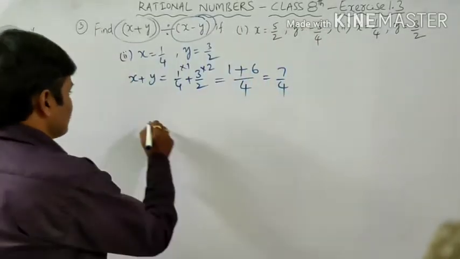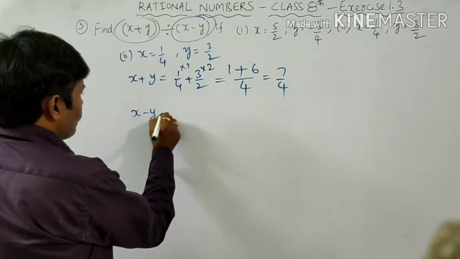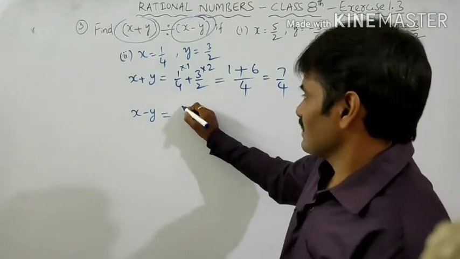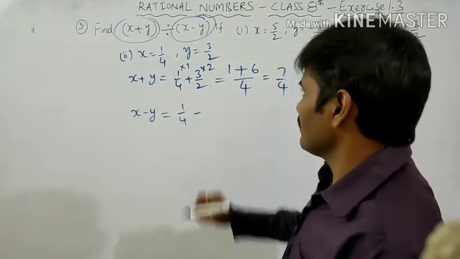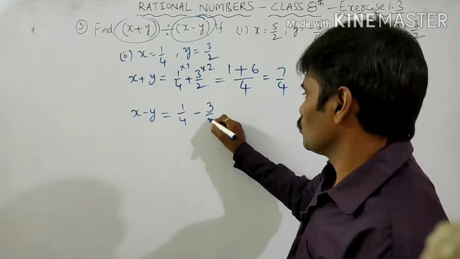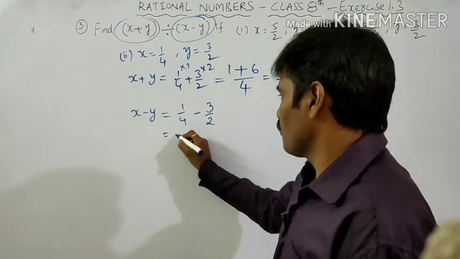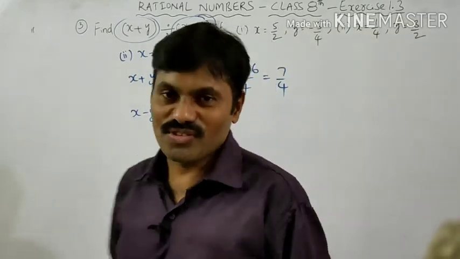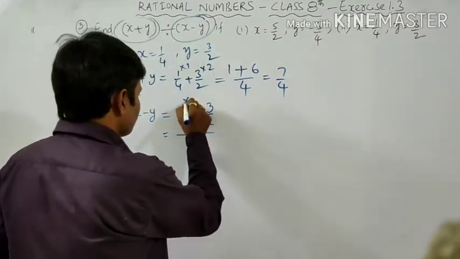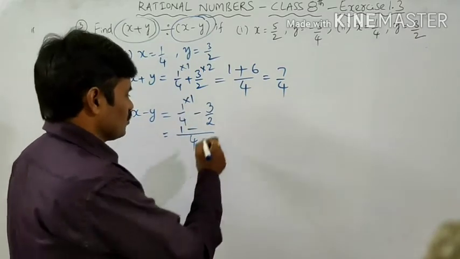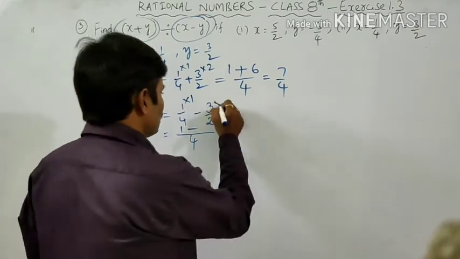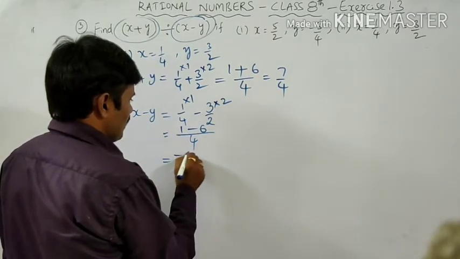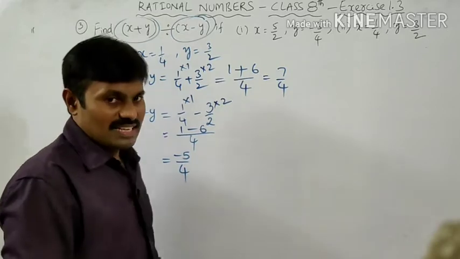Now we have to find the value of x minus y. Here what is x? 1 by 4 minus what is y? 3 by 2. Now what is the LCM of 4 comma 2? Again same story. So 4 divides 4 one time, so 1 into 1, minus 2 divides 4 two times, so 3 into 2 is 6. So 1 minus 6 is minus 5 by 4.